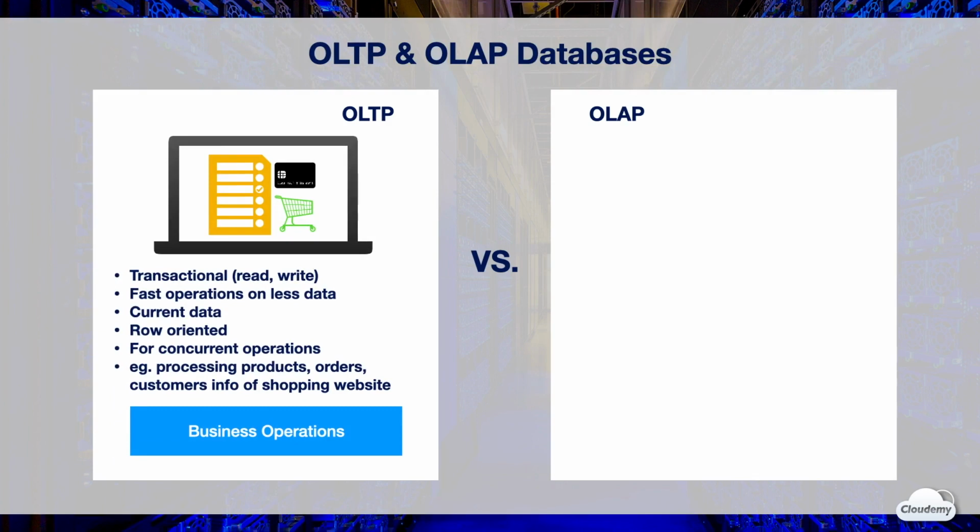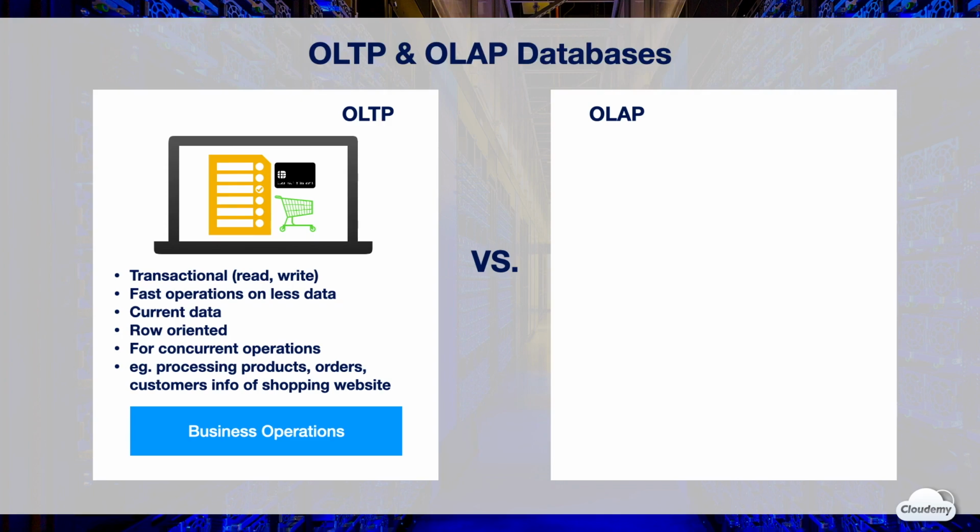OLTP stands for Online Transactional Processing. OLTP databases are used for transactional processes where frequent reads and writes are required. Applications use OLTP databases to support day-to-day business operations. OLTP databases allow users and applications to perform fast and frequent operations on fewer data. Most data stored in OLTP databases are current data, where data are frequently updated and new records are constantly inserted.